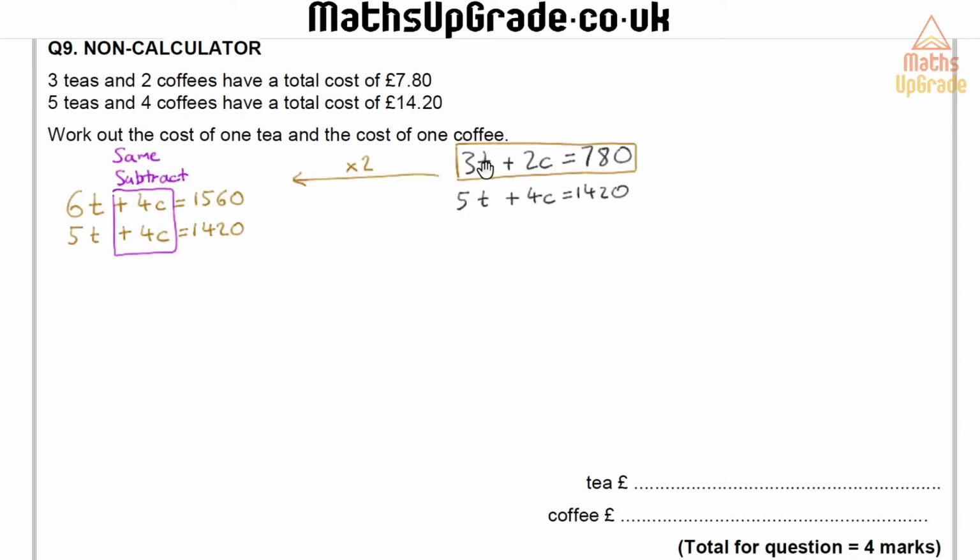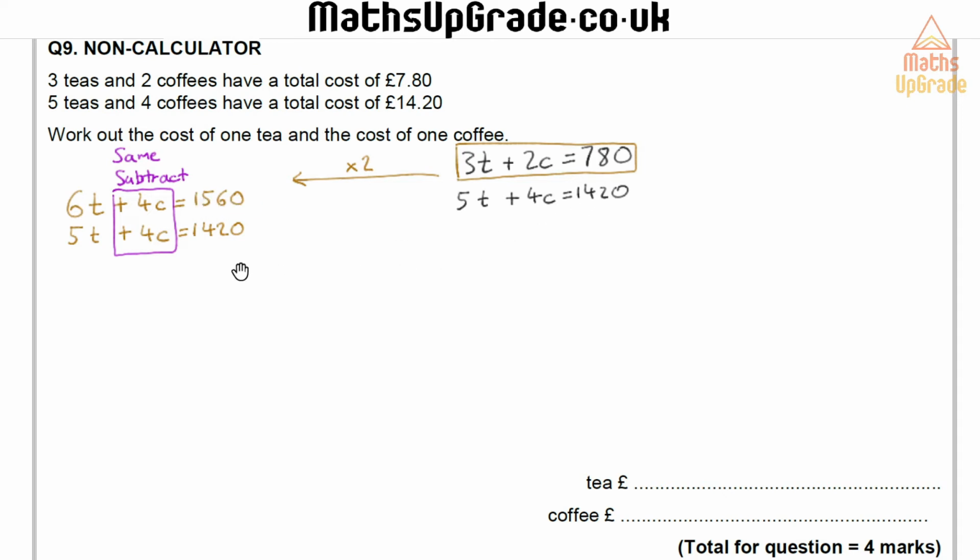So here's the first equation from the first sentence. Here's the second equation from the second sentence. So since the coefficients of the t and of the c are all different, I'm just going to get one of the equations and multiply it by 2 to give me 4c. That gives me 6t plus 4c equals 1560.